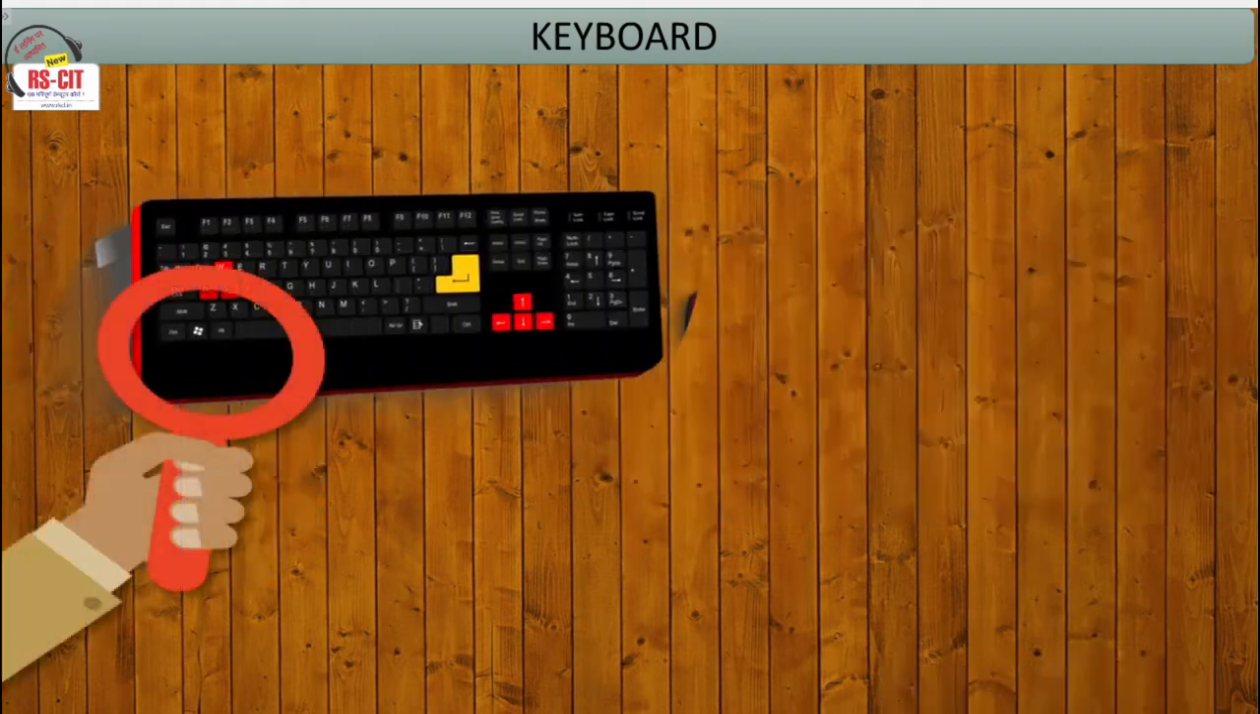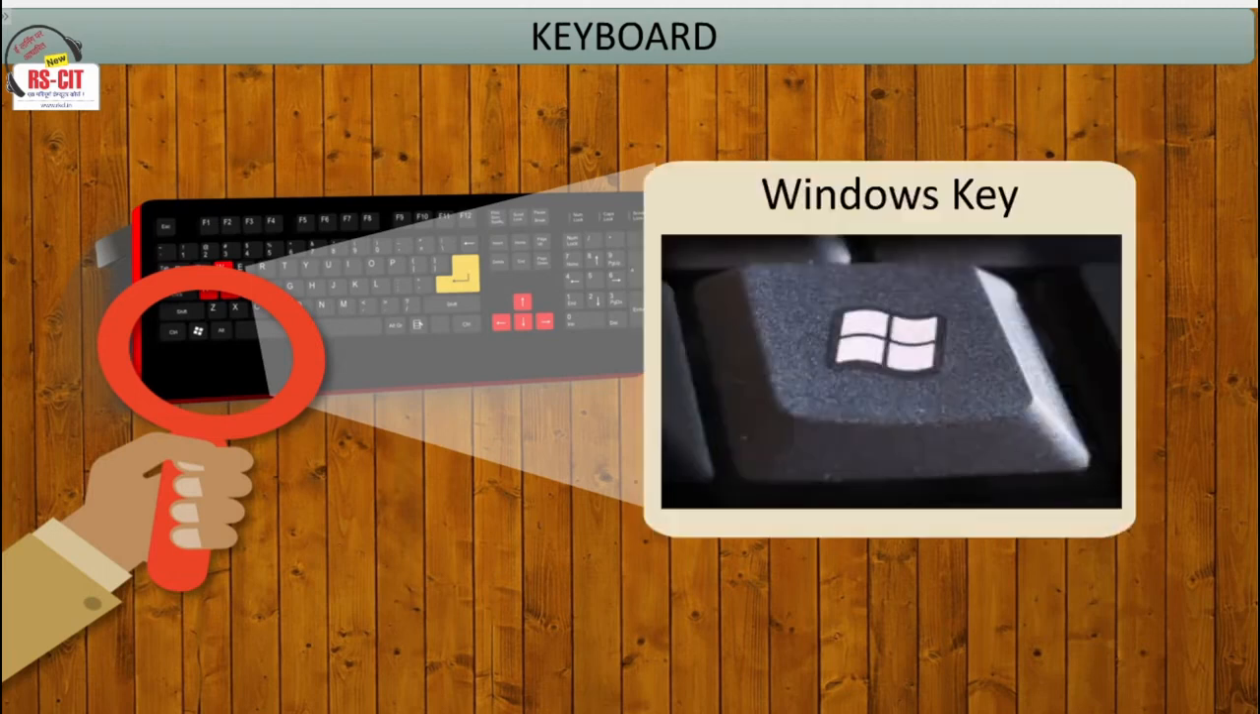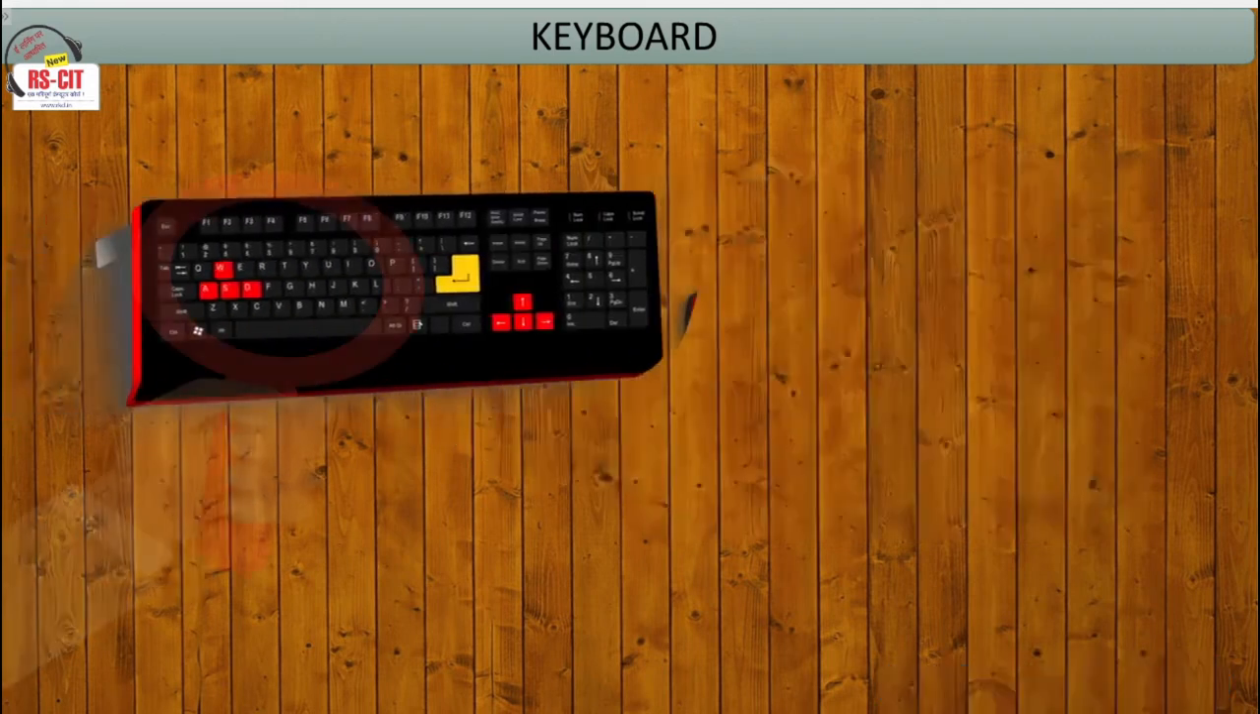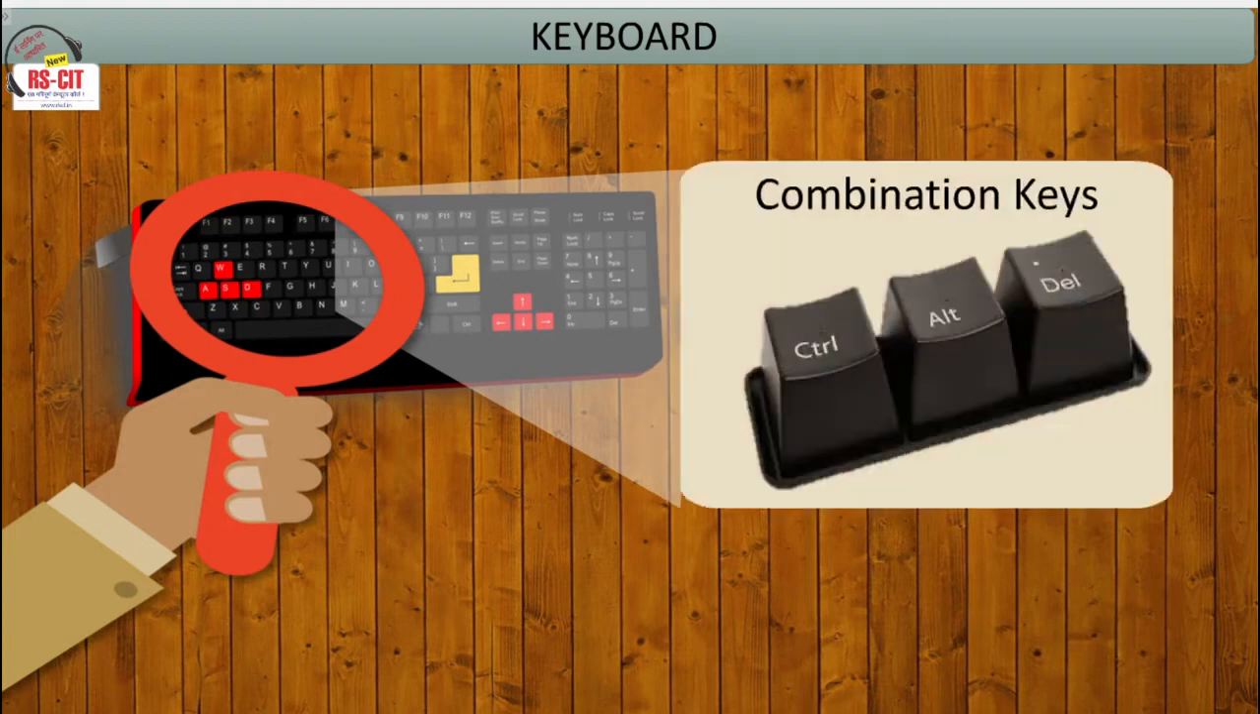Windows key is a standard key on most keyboards on computers using Windows operating system. Windows logo is displayed on this key. This key is placed between Control and Alt keys and it brings up the Start menu in Windows. The Control and Alt keys are called combination keys, which allow certain operations by pressing along with other keys.